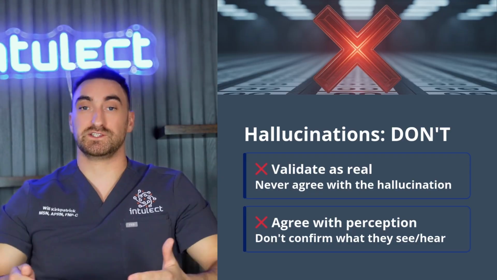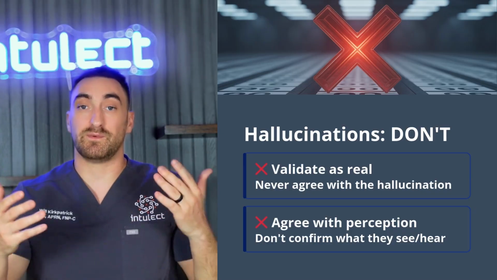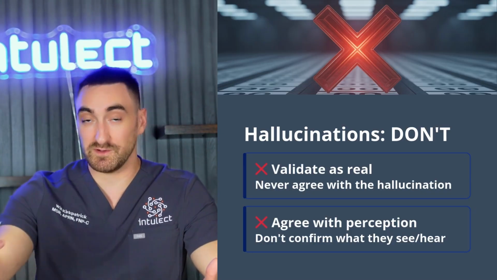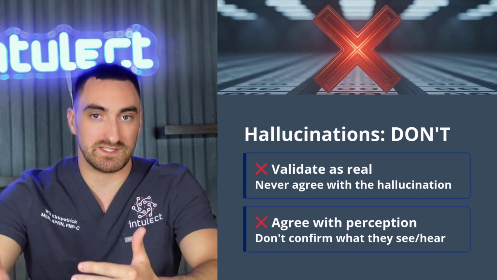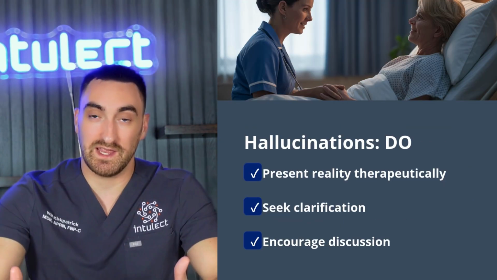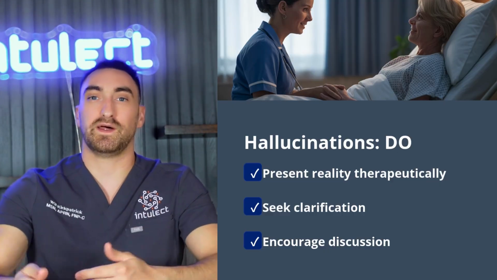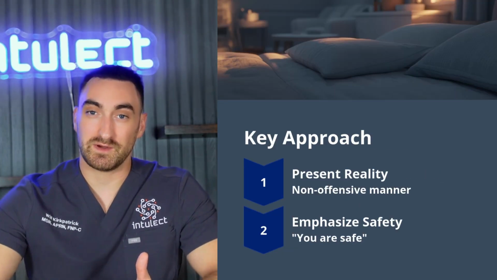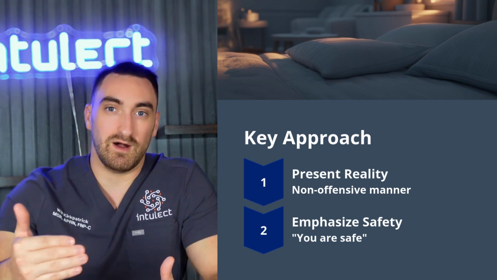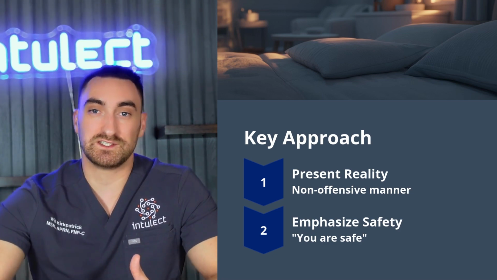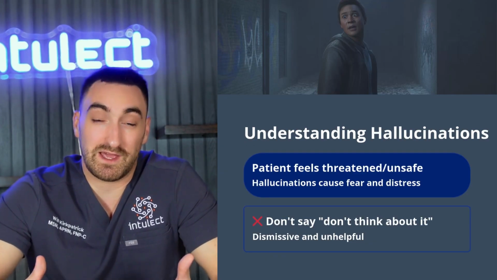So with hallucinations, you never want to validate what they see that is real. So for example, if you're in a patient's room and they say they see something or feel something or hear something that is not actually there, you don't just validate what they see. What you do is present reality in a therapeutic way and seek clarification. You want them to talk about it a little more. Once again, you don't validate it, but you help present clarity or reality to them in a therapeutic way that doesn't come off offensive. And when you are saying these types of things, you want to clarify that they are safe. Because typically when they are having these hallucinations, they feel threatened or unsafe.